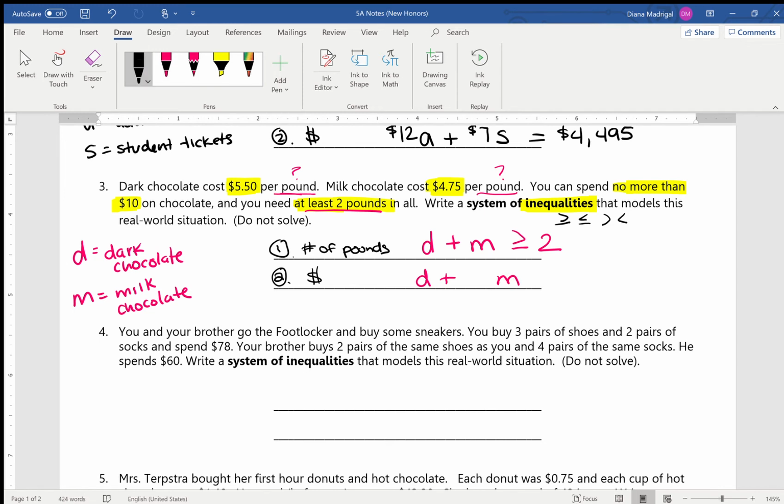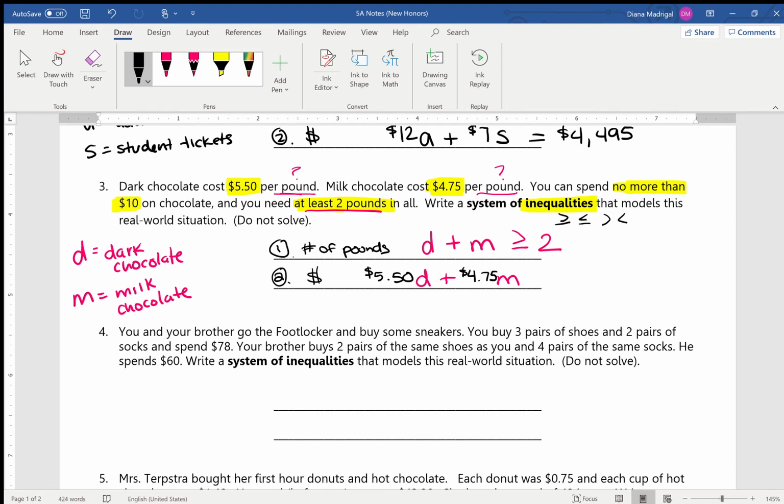Since we're talking about money now, D is for dark chocolates. It costs $5.50 per pound. Again, $5.50 times D, which is the pounds of dark chocolate, since I don't know, that's why I have the letter D. Plus the milk chocolate. I don't know how many pounds I'm going to have. All I know is it's $4.75.